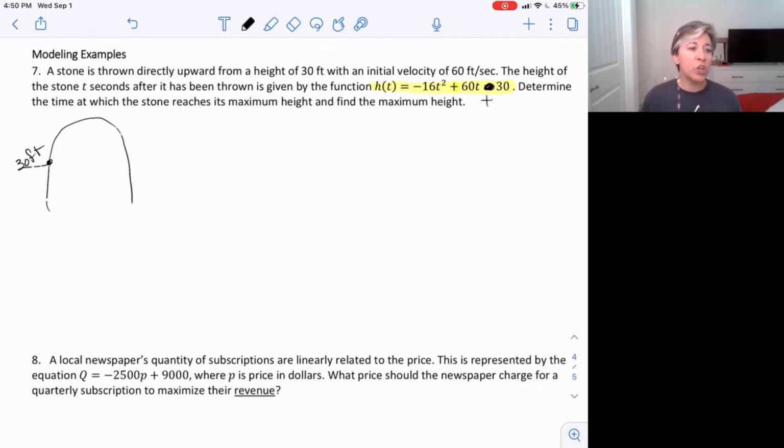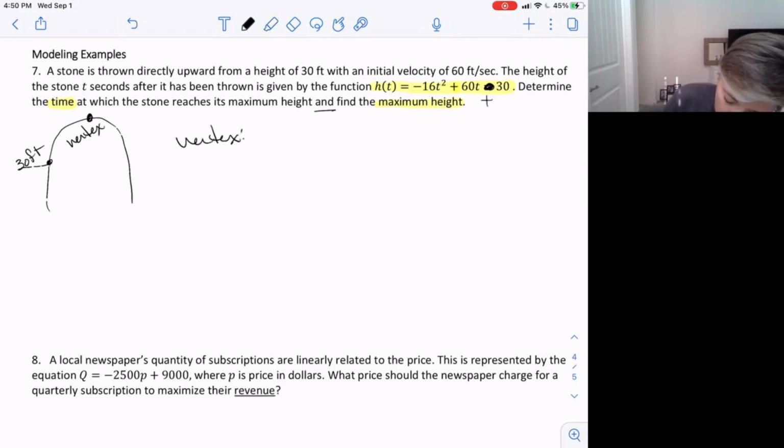Determine the time. So they're wanting to know t, the input, at which the stone reaches its maximum height. That maximum height means we're going to be looking for the vertex, and they want to know the maximum height, so we want both coordinates of that vertex. So let's do our vertex formula. The h coordinate of our vertex, that's the input, is going to be, again, the opposite of b over 2a.